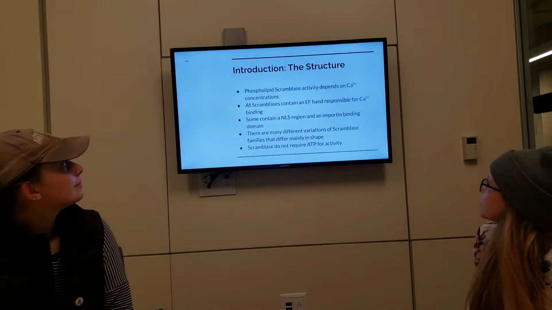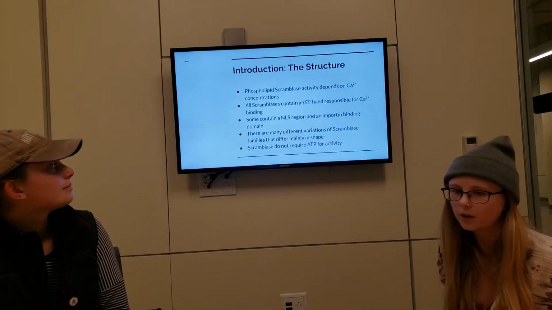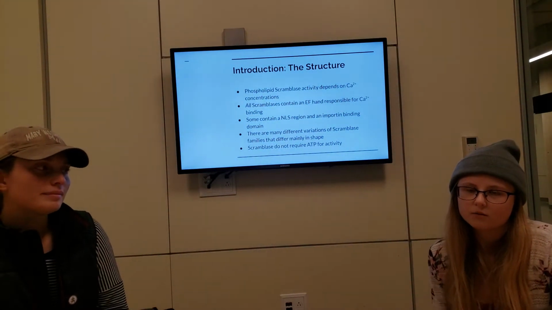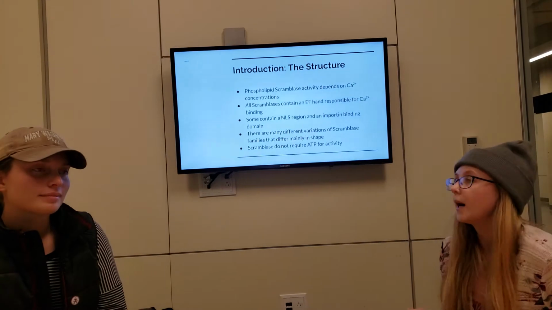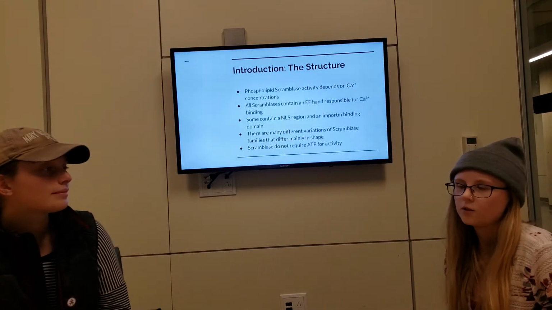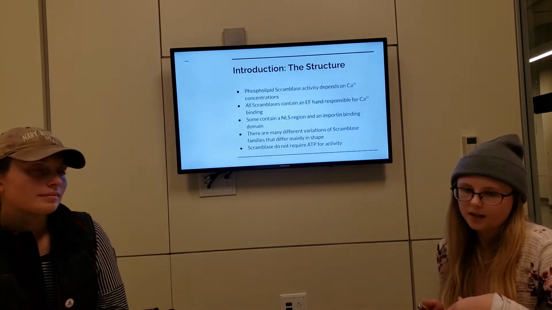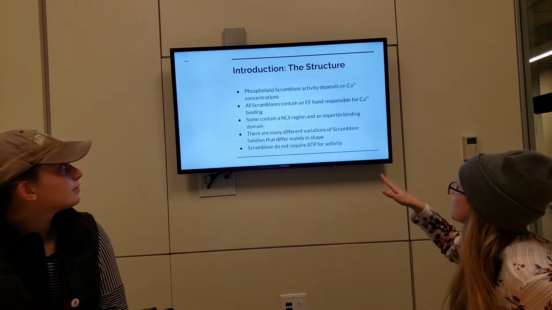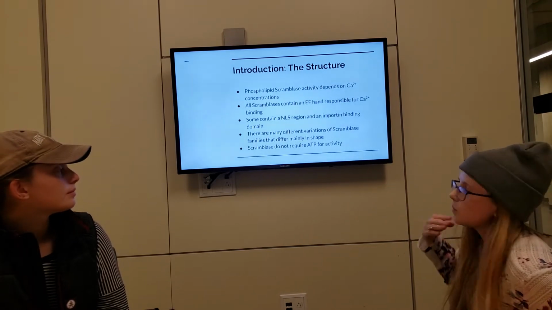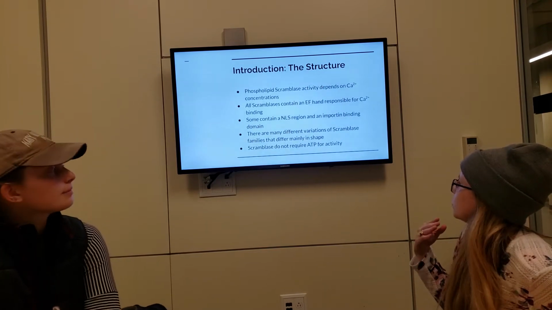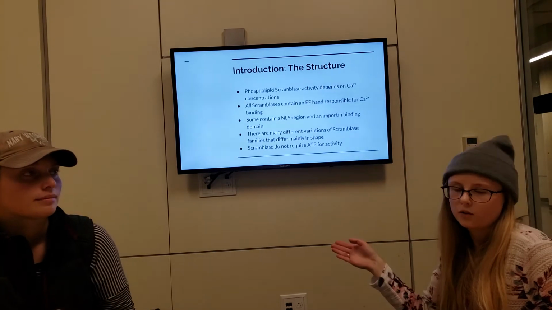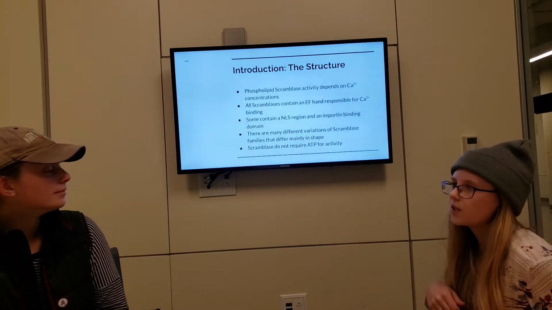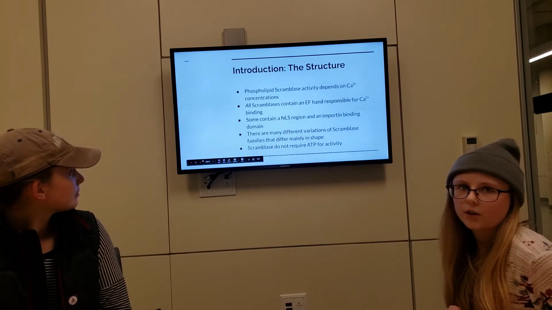Okay, so for the structure of phospholipid scramblases, they basically depend on calcium concentrations. When calcium is high, scramblase activity is high. When it's low, scramblase activity is low. In order for calcium to bind to phospholipid scramblases, they have to have an EF hand domain, which is typically the calcium binding site, and this is just a helix-loop-helix structure. A lot of them can contain NLS regions, which are nuclear localization signal regions, which are important for nuclear transport. It needs to be able to bind to the protein in order to move it to the nucleus. And these are not ATP dependent proteins, so they don't need ATP in order for catalysis to occur.